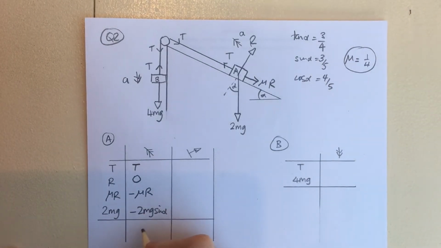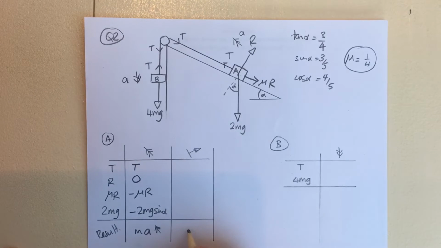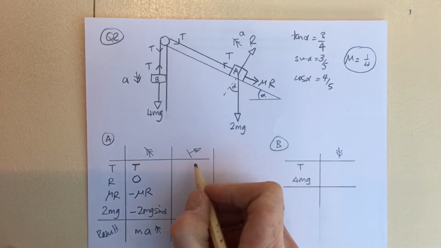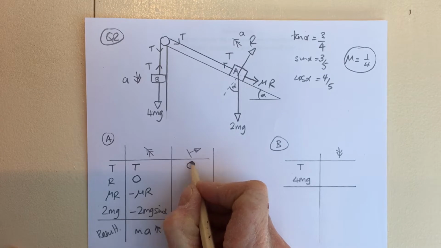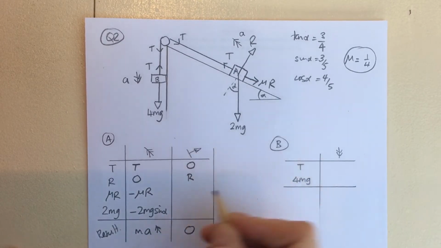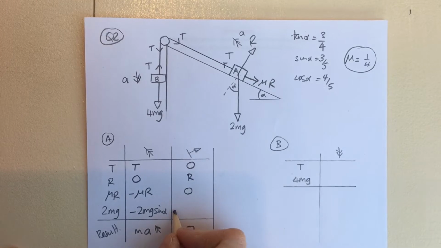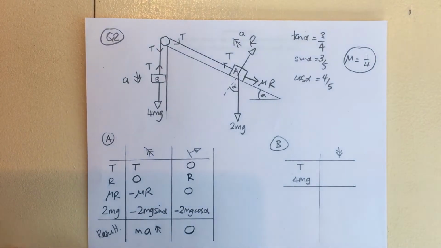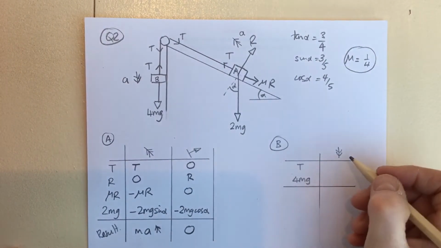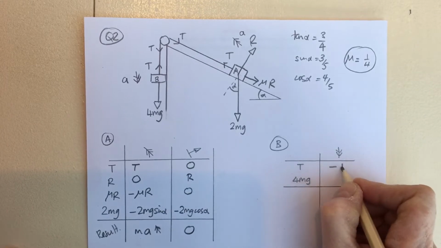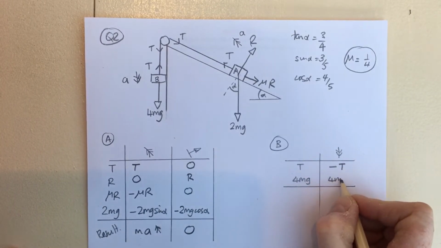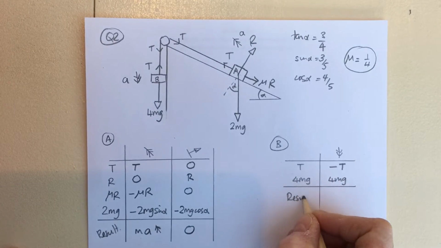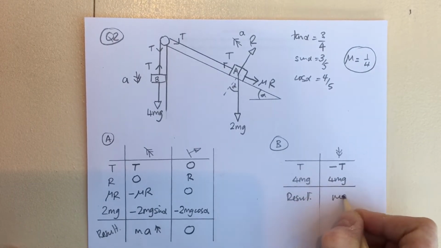Up the plane, we've got movement, so it's ma, which will be our resultant. And then perpendicular to the plane is in equilibrium, and our forces perpendicular will be: T's got no effect, R obviously perpendicular, no effect for the friction, and then we've got minus 2 mg cos alpha perpendicular to the plane. Now if you look at what's going on with B, it's moving down, so it would be minus T and then 4 mg, and that resultant is equal to ma.